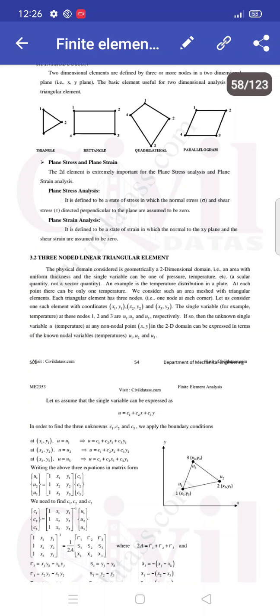Each triangular element has three nodes, one node at each corner. Let us consider one such element with coordinates x1, y1, x2, y2 and x3, y3. The single variable, for example temperature, at these nodes 1, 2 and 3 is u1, u2 and u3 respectively. Then the unknown single variable u, that is temperature at any non-nodal point x, y in the two-dimensional domain, can be expressed in terms of the known nodal temperatures u1, u2 and u3.